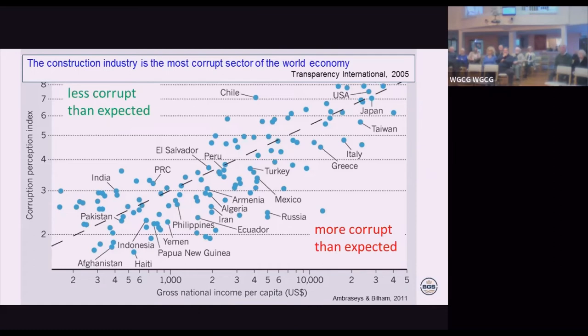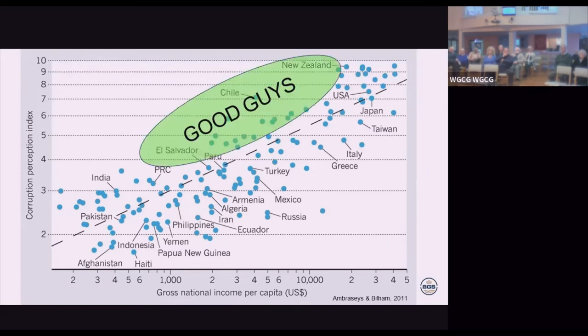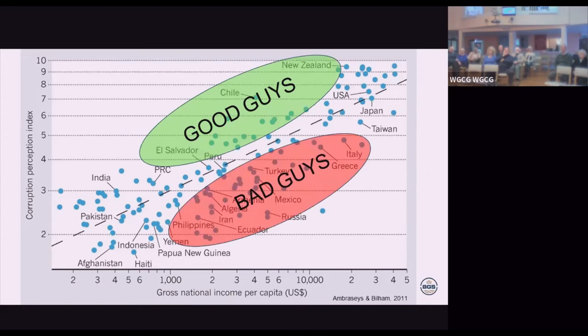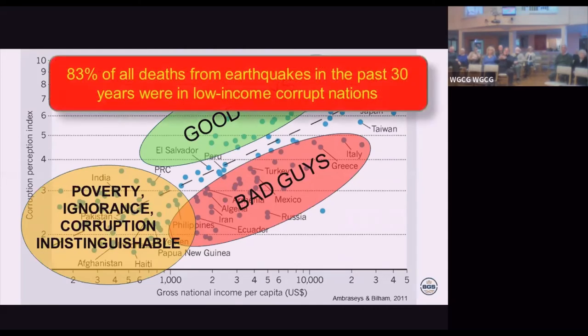These guys are building your homes, right? Building your offices and building your businesses and building your skyscrapers. The construction industry is the most corrupt segment of the world economy. So if I were to color this in to make it easier for us all, these are the good guys. These are the bad guys, because they're more corrupt than we expect them to be. These guys give me sleepless nights. These countries down there are poor, corrupt, and they don't know what's going on. And this is often where you get the most fatalities. In fact, 83% of all deaths from earthquakes in the last 30 years happened in countries that are poor and anomalously corrupt. So corruption kills, literally.